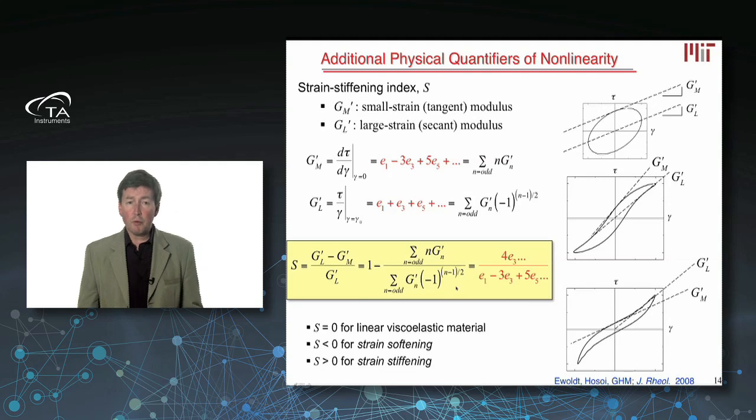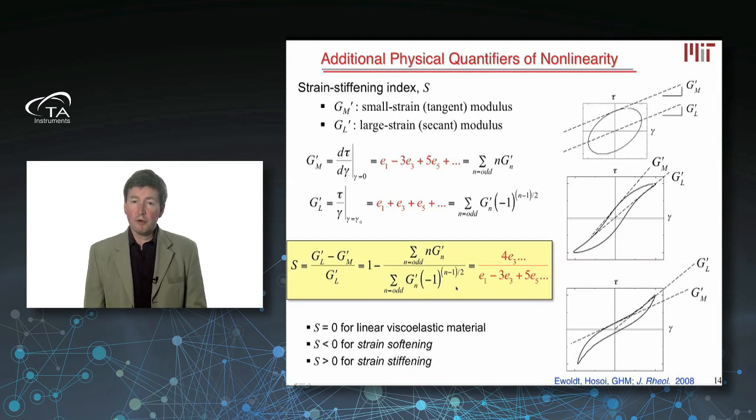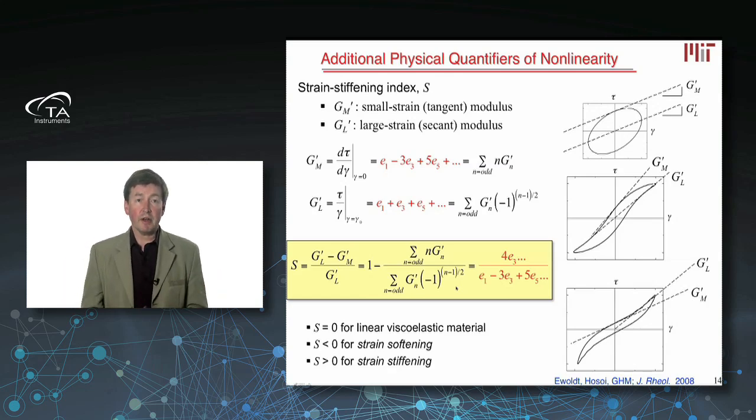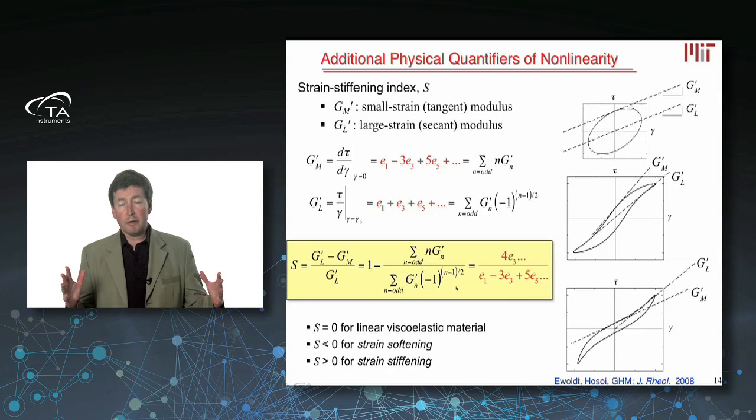Okay, there's other ways of describing the shapes of these loops. Okay, so as we start to look at these Lissajous curves, you're going to see that they're complicated shapes. And so we've proposed a couple of different ways of doing that, particularly what we'll call a small strain or a minimum strain modulus. So M here is for minimum. And then a large strain modulus, G prime sub L, which is the modulus at very large strains.